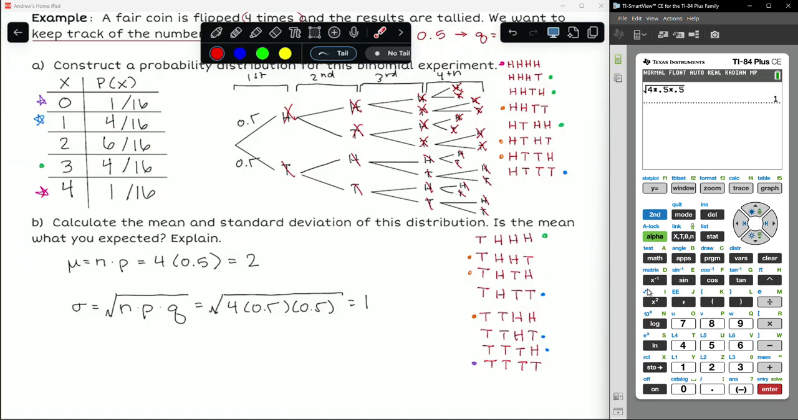In our next video, we're going to talk about how to find these using a calculator. Remember that for calculating mean and standard deviation, we can do it without the probability distribution. As long as you know N, P, and Q, those shortcut formulas will get you that answer without having to build the table. If you have any questions, feel free to drop by my office hours on Thursday or send me an email. Otherwise, I will see you in our next video.